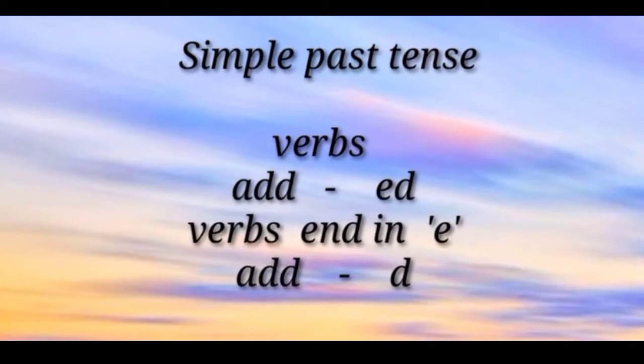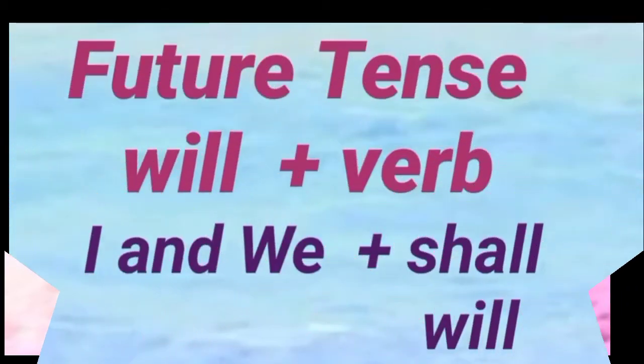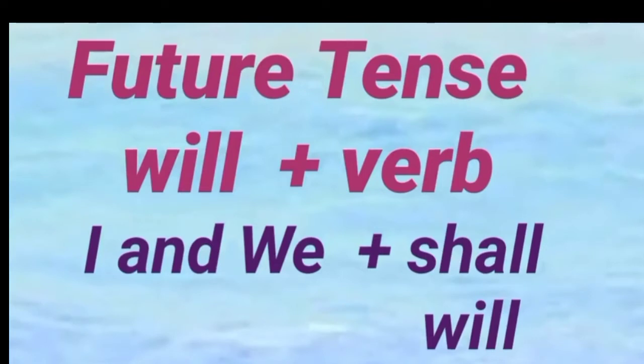Simple past tense. When we form a sentence in simple past tense, the verbs should be in past tense, and this can be done with the help of verbs ending with the letter ed or d, according to the spelling of that verb. Next one, simple present tense. When we are forming a sentence in simple present tense, s or es is added to the verb with a singular subject, and the first form of the verb is used with I, you or plural subjects. With the future tense, we have to use will.